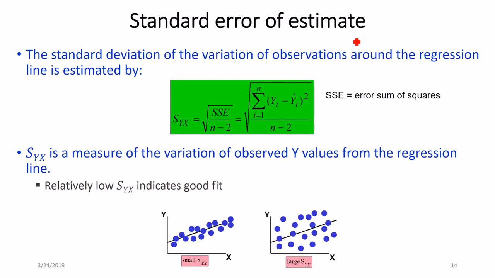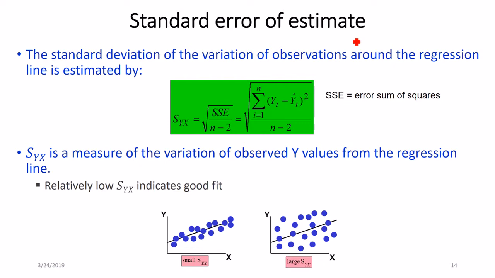Once we train a model, how do we know if we have a good fit or not? The standard error of estimate is used for this purpose, and basically it is the square root of error sum of squares divided by n minus 2. Here n is the number of observations in the training dataset. Low values of standard error of estimate show good fit.